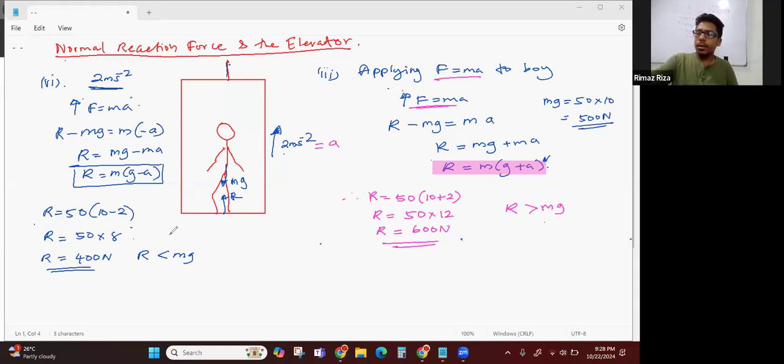That is because during the deceleration the R value is less than mg, so it will be 400 Newton, right?